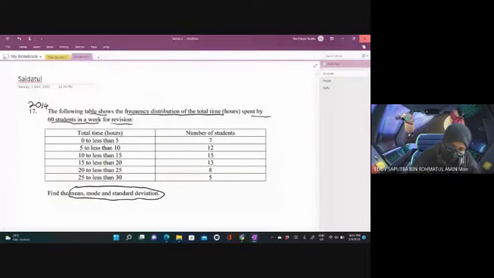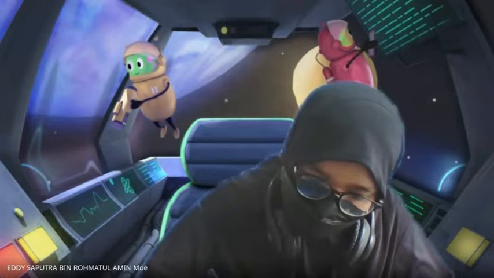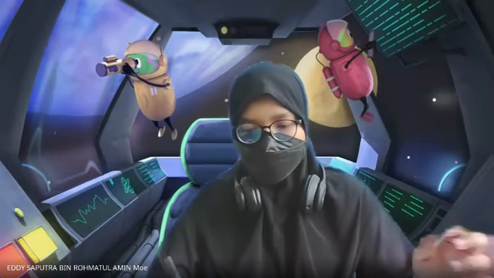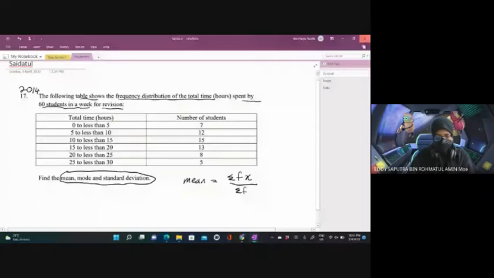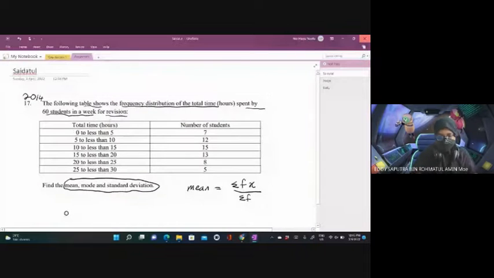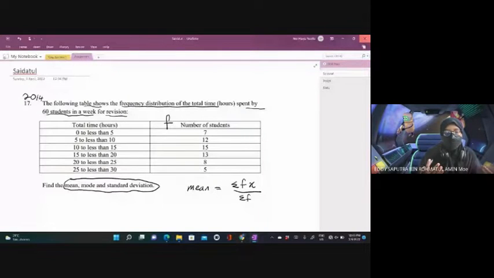As we know, the formula for the mean is the sum of fx over the sum of f. The f is the frequencies, so our f here is the number of students. Our x is actually the midpoint of the total time. Here it is shown in the form of sentences, so we need to convert the sentences into intervals.